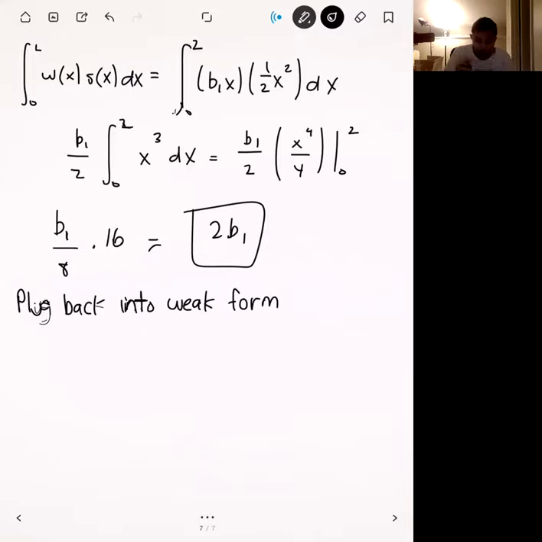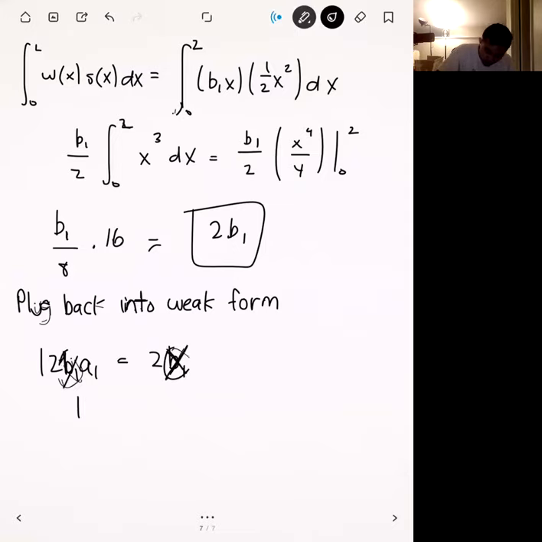So we plug back into the weak form. We have 12 b1 a1 is equal to 2 b1. And remember, we're writing this equation to solve for a1. We can see here that we have b1 on both sides, and so these can just easily cancel out.